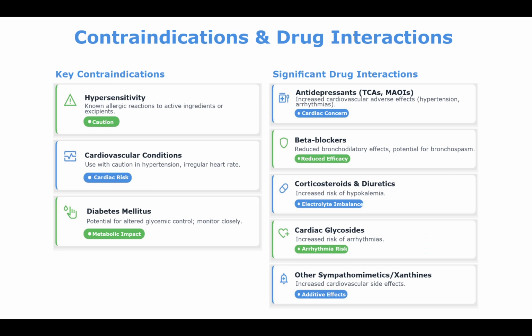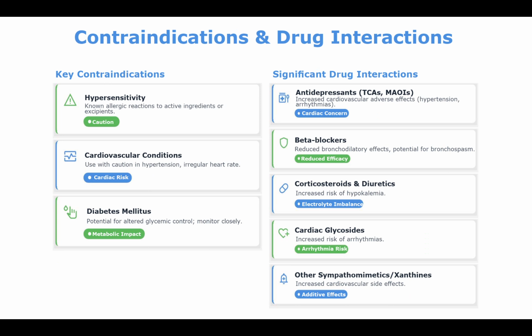For drug interactions, tricyclic antidepressants and monoamine oxidase inhibitors potentiate cardiovascular risk, including hypertension, palpitations, and arrhythmias. Consider a 2-week washout or alternatives. Non-selective beta blockers antagonize salbutamol's effects, potentially causing bronchospasm. Cardioselective ones like atenolol are safer but still risky.